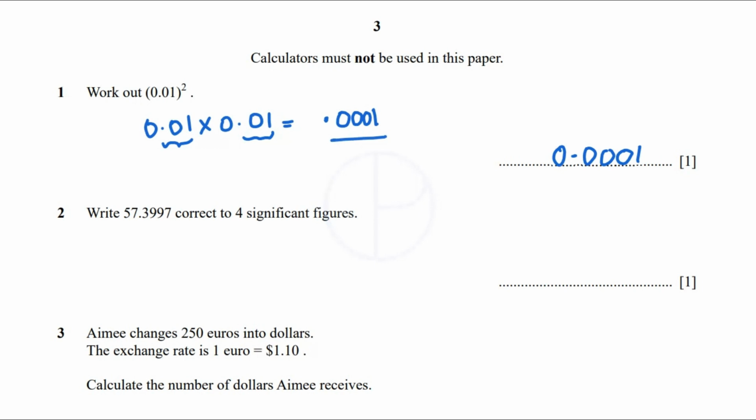Next, write this number correct to 4 significant figures. So, 4 figures: 1, 2, 3, 4. Okay. Now check the fifth figure. If it is 5 or above, then add 1 to the previous digit. So adding 1 to the previous digit, 39 will become 40. So 57.40.